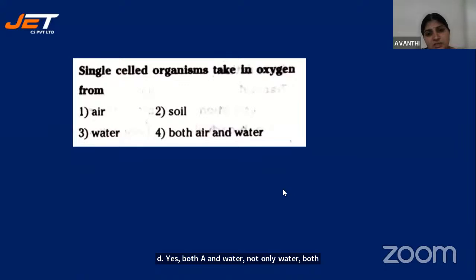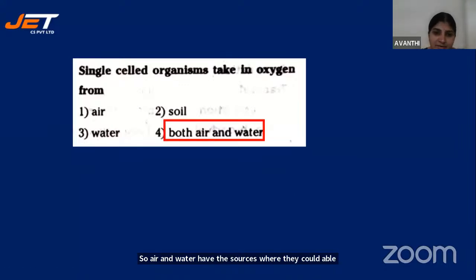So air and water are the sources from which they are able to take oxygen in these habitats. Because some single-celled organisms are mostly aquatic, their habitat is only water. And some are able to survive in the terrestrial habitat also, on land. So at that time, they take both air and water, that is, directly from the atmosphere and also from the water. Okay, so we can take both habitats or both sources.